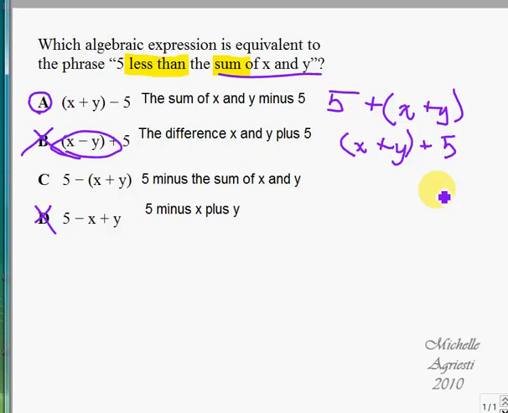So be careful here. Another thing that we want to note, if they had one 2-letter word in here, it would completely change it. If the word is was in here, then we'd be talking about 5 is less than, that would be our less than symbol, the sum of x and y. And the only difference between this and this up here is a little word is. So be careful.